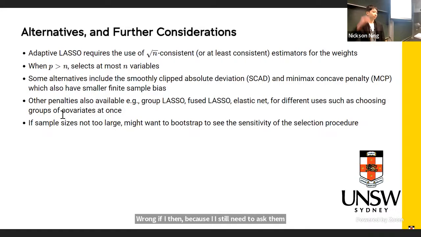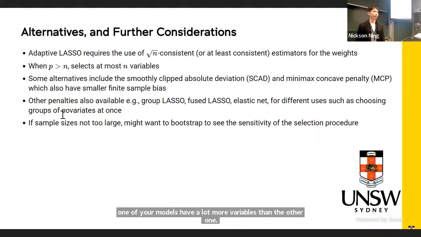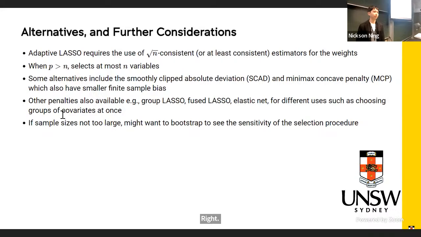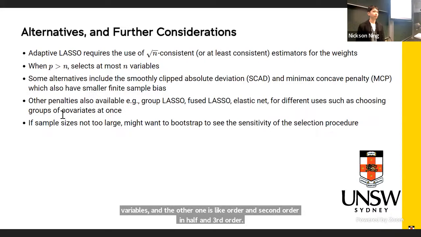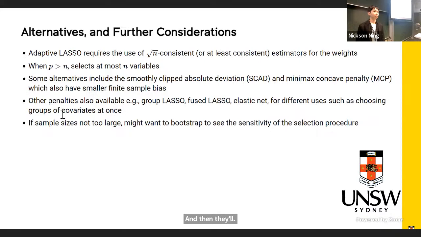Right. Well, does one of your models have a lot more variables than the other one? Yeah, pretty much. Right. So the other one is only like 3 variables, and the other one is like first order and second order and third order. And then, well, probably they are not comparable. I don't know. Right. So yeah.